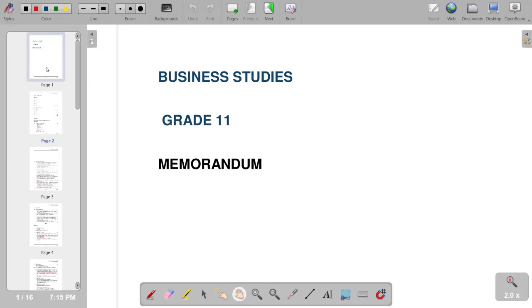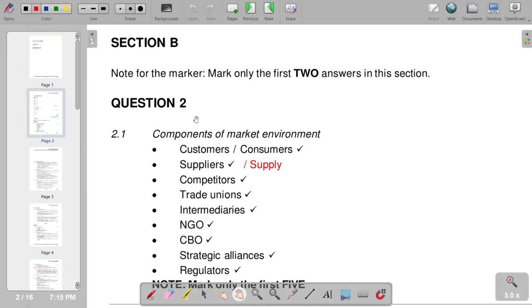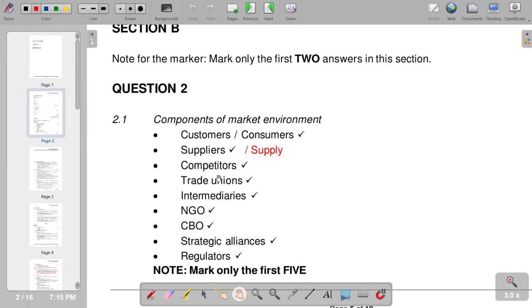So in this video, we're going to look at typical questions that can be asked for Business Studies Grade 11 for the November exam. We have the first part, which is possibly a question on the components of the market environment. These are the components: customers, suppliers, competitors, trade unions, intermediaries, NGOs, and others that are also listed as components of the market environment.